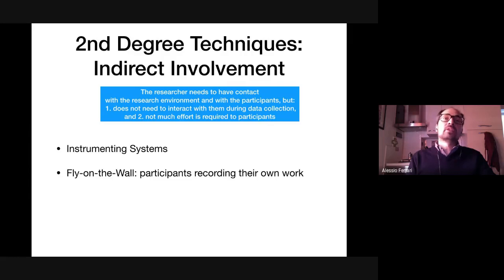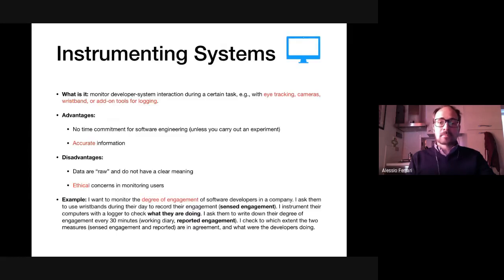Remember what I said before: if you are an observer or even a participant observer, your data collection is biased, and you unavoidably bias also the person, because if you are present there, they may behave differently from what they would do if you were not there. Okay. So among these second degree techniques, you have instrumenting systems. So you monitor developer-system interaction during a certain task. For example, you may use eye tracking, cameras, wristbands, and add-on tools for logging.